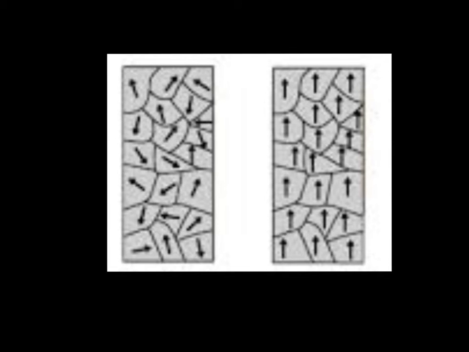You might have noticed that iron is only magnetic if it's been magnetized. Just a regular piece of iron, like a nail or a paperclip or something like that, is not magnetic.